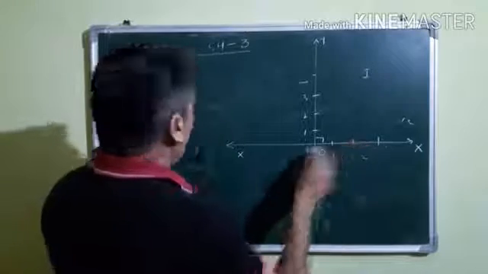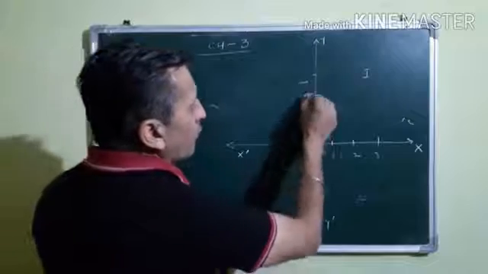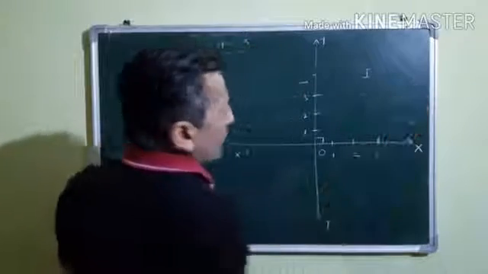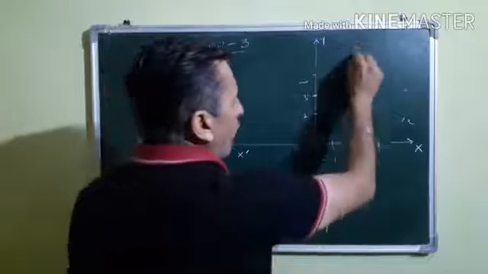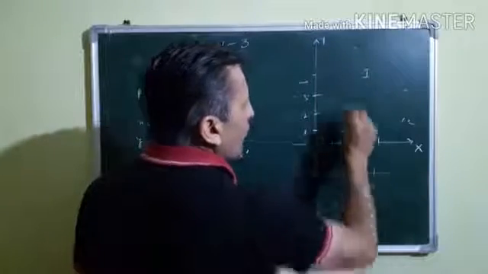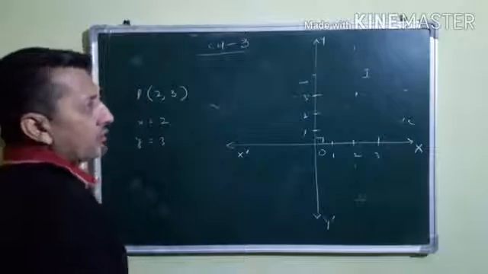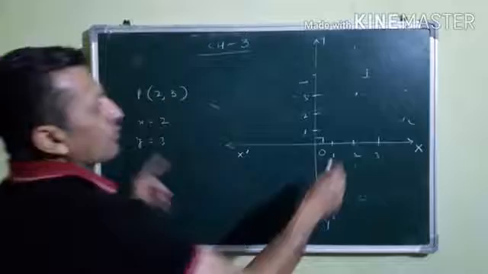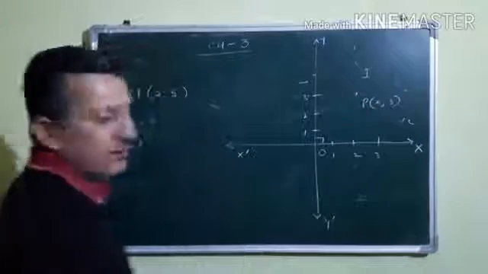This is x is equal to 2 and y is equal to 3. I have taken y is equal to 3. So this is 1, 2, 3. First of all, draw the line like this. This is called your horizontal line and this is called your vertical line. I am going to draw another vertical line. This is your vertical line. So this point of intersection is nothing but your point P, having coordinates 2 comma 3.